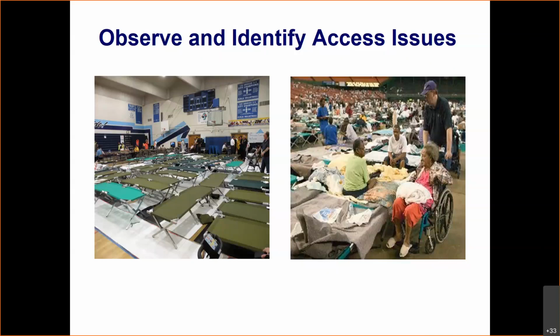Thank you. Okay. So some of the things you guys hit the nail on the head. Obviously, not enough space between cots. There's not wheelchair access, narrow aisles, too close, lack of privacy. Aisles are too small. So you're exactly right. Let's go to the next slide.